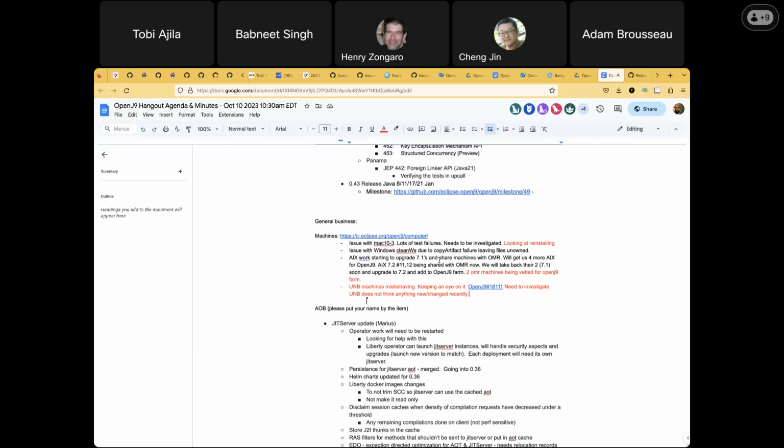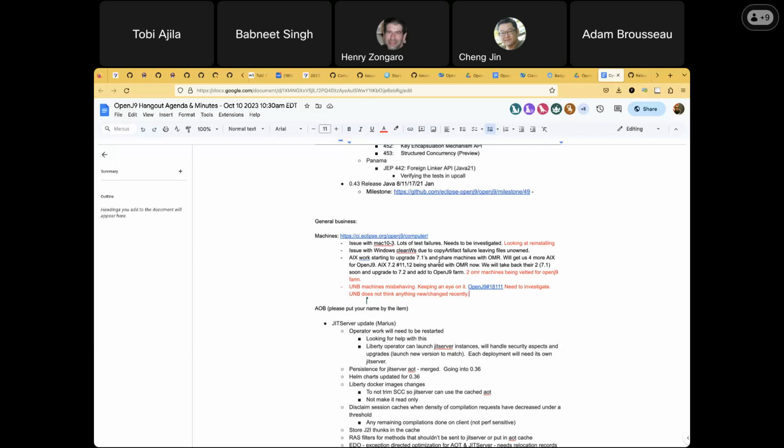There were 2 machines we had for AIX that we had shared with Omar, so that would give them 4. So we took back their older 2 machines that were on 7.1. So we've added them into the OpenJ9 farm. They're just being vetted to make sure that they work. And then the next step is to update all the 7.1s to 7.2 and 7.3.